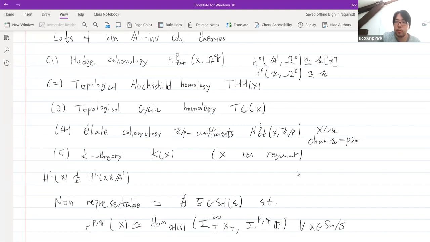And there exists no such an E in SH(S) for these five homology theories. So our motivation is to extend, or maybe to define another motivic homotopy category such that these are all representable.